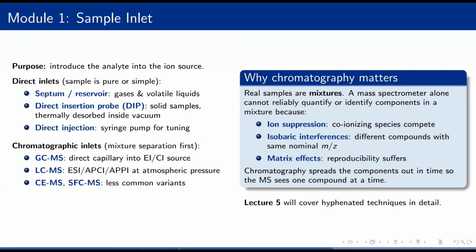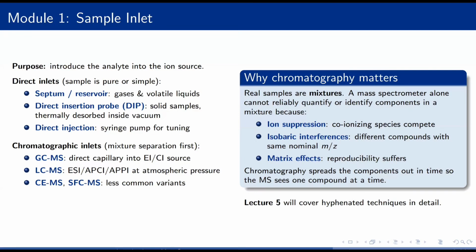Usually either a gas chromatograph coupled to the MS, which is GC-MS, or a liquid chromatograph, which is LC-MS. The reason this matters is that real samples are mixtures. Blood, food, river water, reaction mixtures, everything is a mixture. And mass spectrometers have a very specific weakness when faced with mixtures.